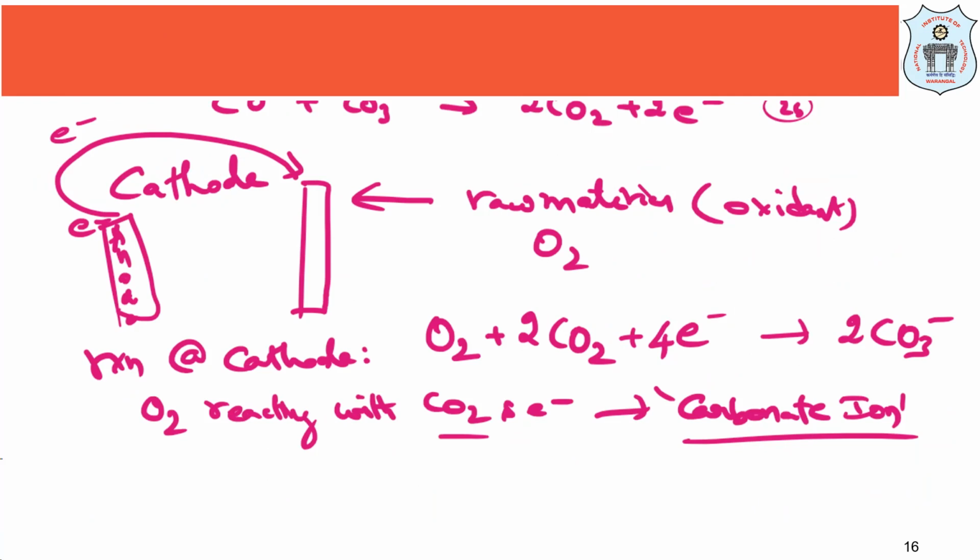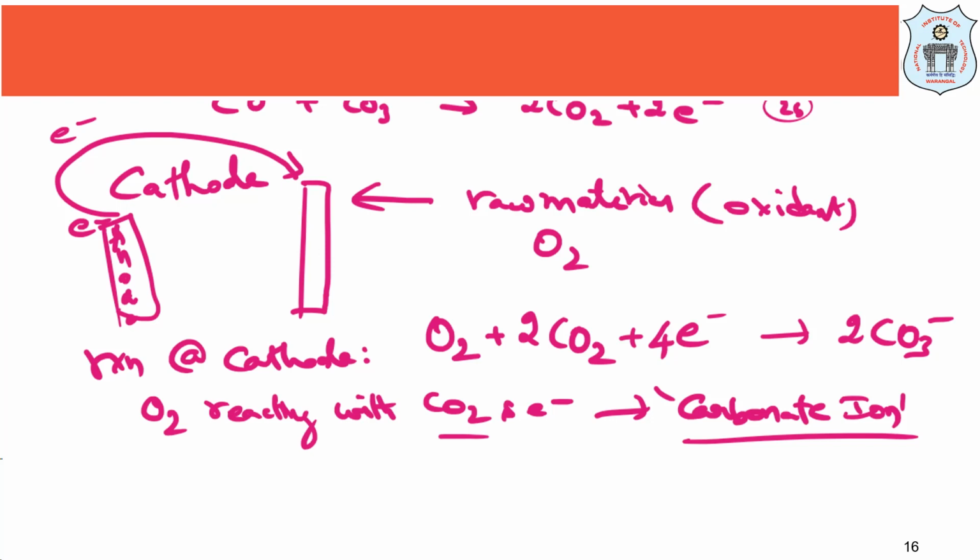What takes place at the cathode? Remember, we don't need any precious catalyst on the cathode side also. What will we supply? The raw material, the oxidant. It can be oxygen or air. What is the reaction taking place at the cathode side? You have oxygen, and the CO2 formed on the other side will come to this side.